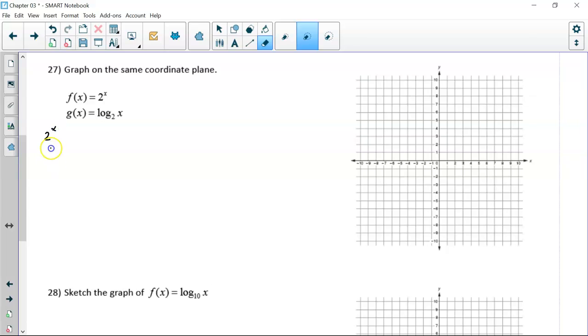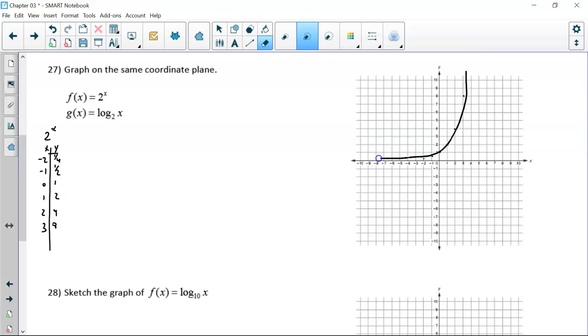So for 2 to the x, make a quick table: -2, -1, 0, 1, 2. So we're going to be at 1/4, 1/2, 1, 2, 4. For 3, we're at 8. So for that, there's a horizontal asymptote. I'm not going to draw it, but we're going to keep that in mind as we sketch the graph. So there is f of x.